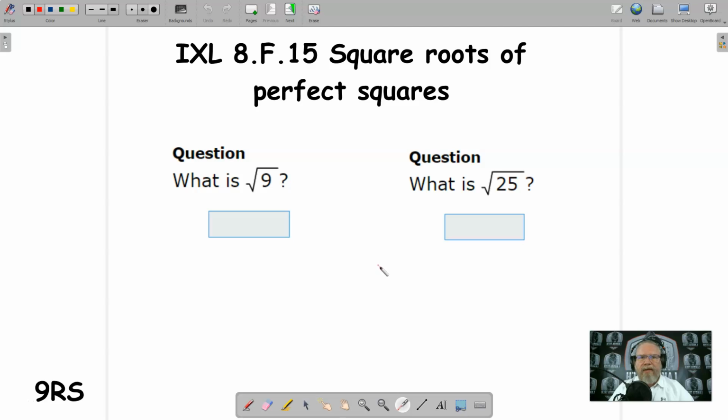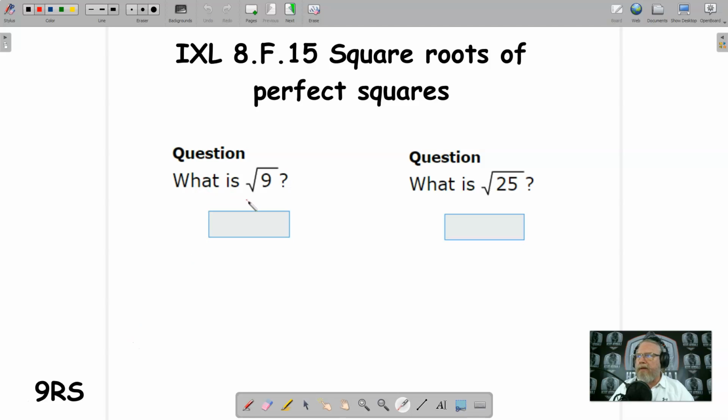Hello, this video is for IXL Activity 8.F.15. It is titled Square Roots of Perfect Squares. And the 3-character code for this activity is 9 Romeo Sierra.